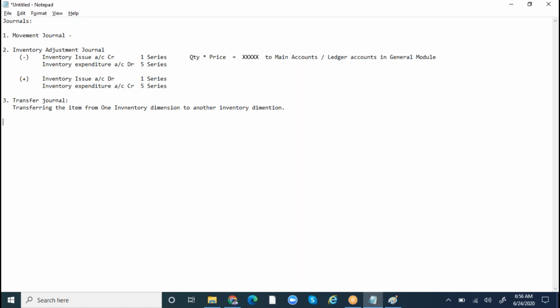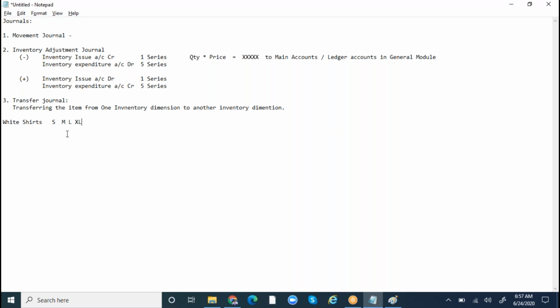Suppose I'm taking a retail example, retail industry. Suppose you are maintaining shirts, white shirts. In white shirts there are sizes like small, medium, large and XL. These are the four different types available in my shop.